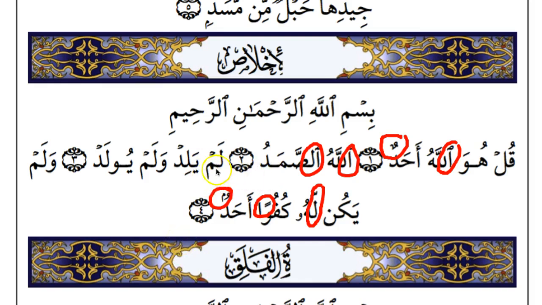And the others: lam is a particle. Wa is a particle. Lam is a particle. Wa is a particle. Now this wa is not that wallahi one, okay? The word ar-Rahman, al. Ar-Rahim, al. And it's got majroor state, kasra, majroor state. So these are all signs of isms.